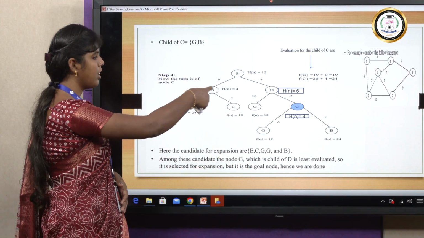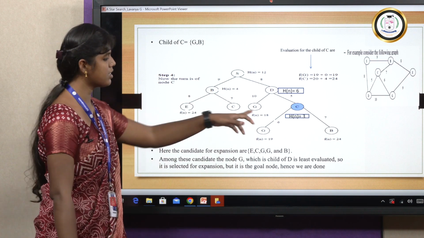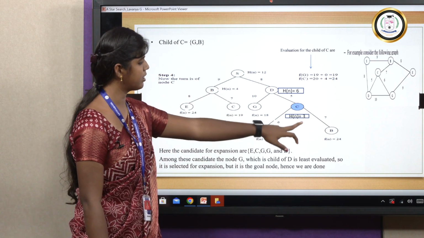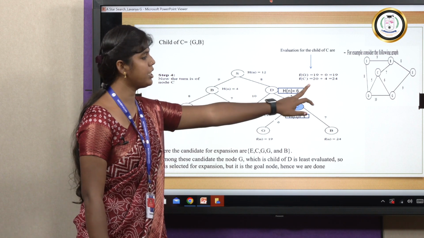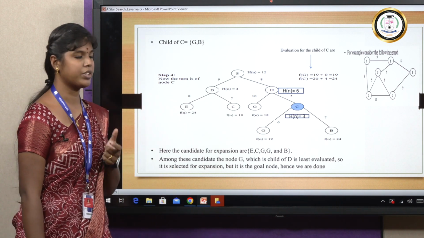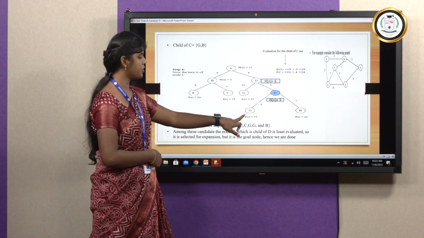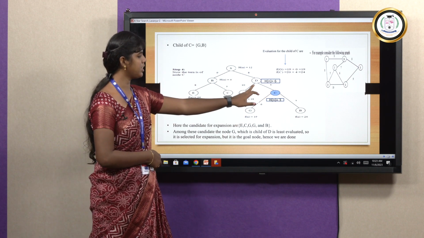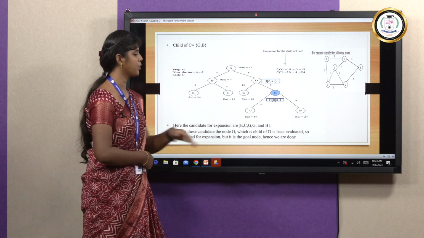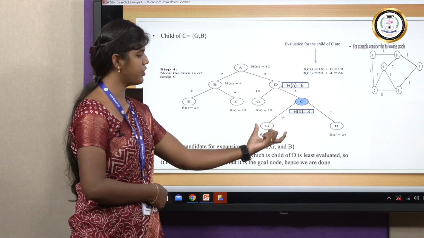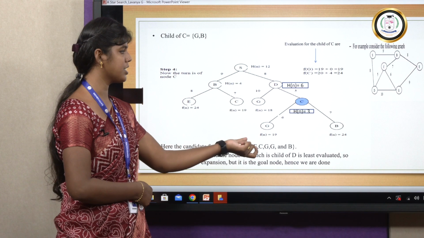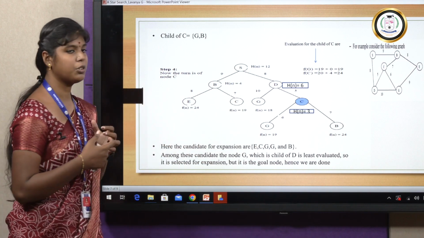The same way S to D, D to C and C to B. The value is 8 plus 5 plus 7 which is 20, and B's heuristic value is 4. The total value is 24. So for S to D, D to C, C to G, the value is 19, and S to D, D to C, C to B, the value is 24. In these 2 nodes, you need to find which one is the least one. So 19 is the least one. At last, I will be reaching the goal node as G.